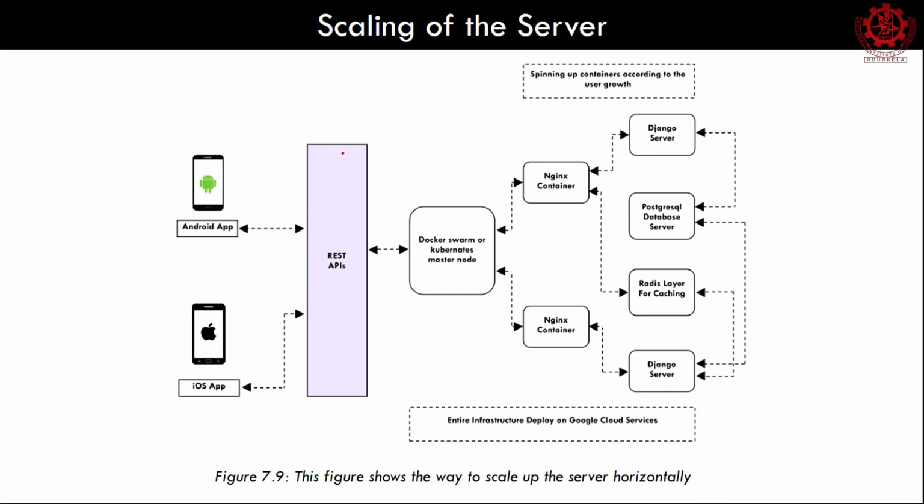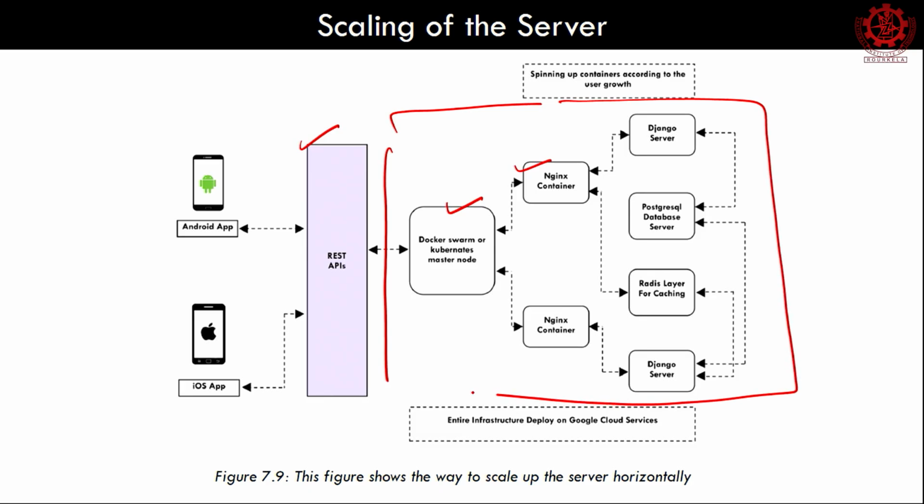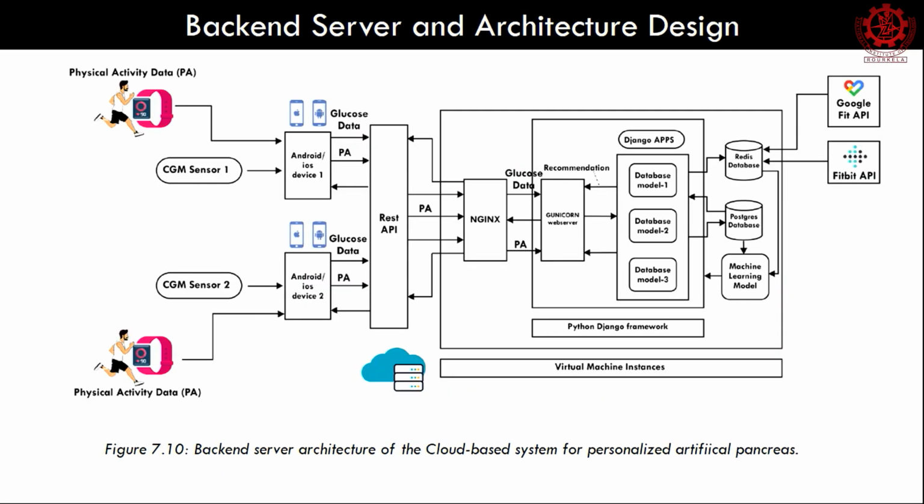All of this is made possible through the REST API and using Dockers, and using these servers, a Django server and an Nginx container. All of this is deployed. The entire infrastructure here is deployed on Google Cloud, as you can see. So overall it looks like this.